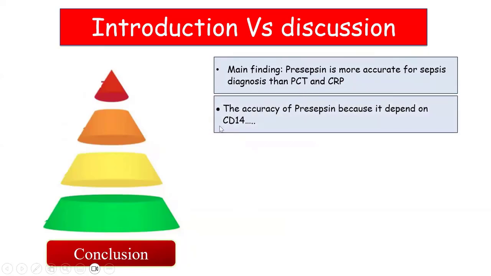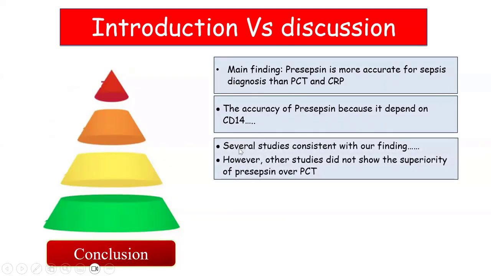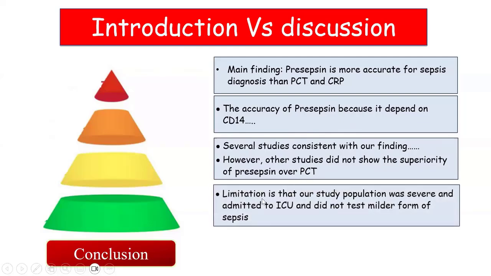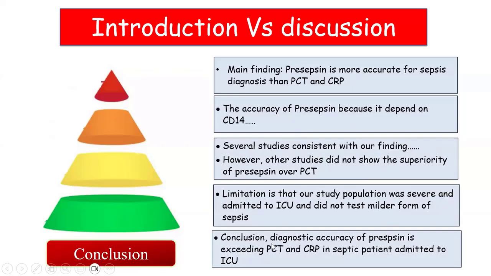Then for the accuracy, we state what the clinical pathway or clinical explanation for that is. The accuracy of presepsin is because it depends on CD64, and so on. Then we state who is with us or who is against us. Several studies are consistent with our finding, however, other studies did not show the superiority of presepsin over PCT. The limitation is that our study population was severe and admitted to the ICU, and we did not test milder forms of sepsis. The conclusion is that the diagnostic accuracy of presepsin exceeds PCT and CRP in septic patients admitted to the ICU.